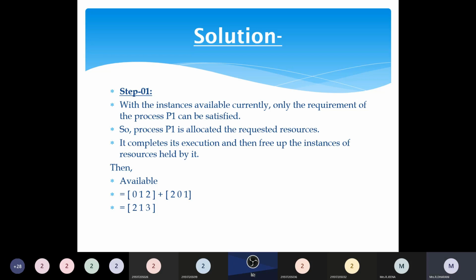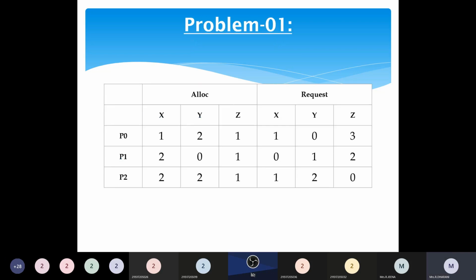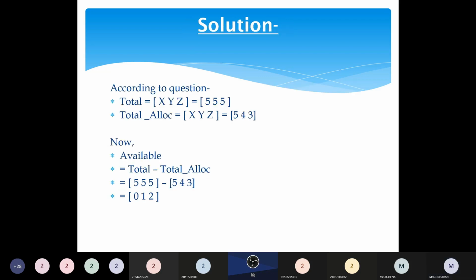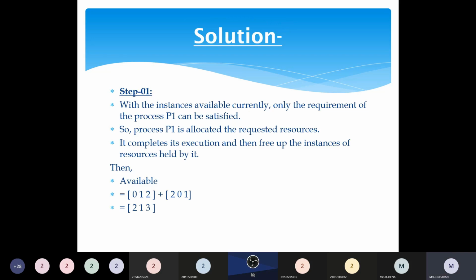What is the availability already there? 0, 1, 2, and already allocated is 2, 0, 1. So if you add both, 0, 1, 2 plus 2, 0, 1, you get the new availability. What is the new availability? 2, 1, 3. 2, 1, 3 is the newly available resources.